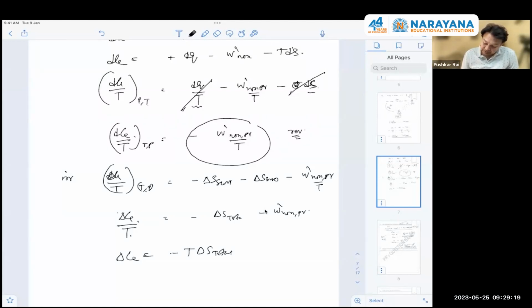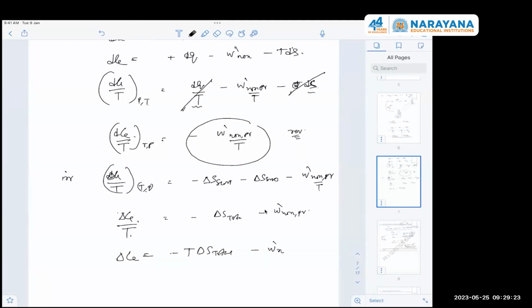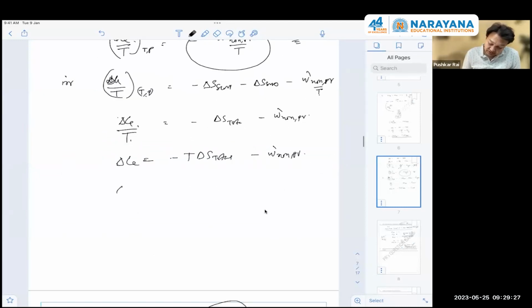But that T will finally cancel. Yes, sir. W dash non-PV. So we can say minus delta G is equal to T into delta S total plus W dash non-PV. Absolutely right.